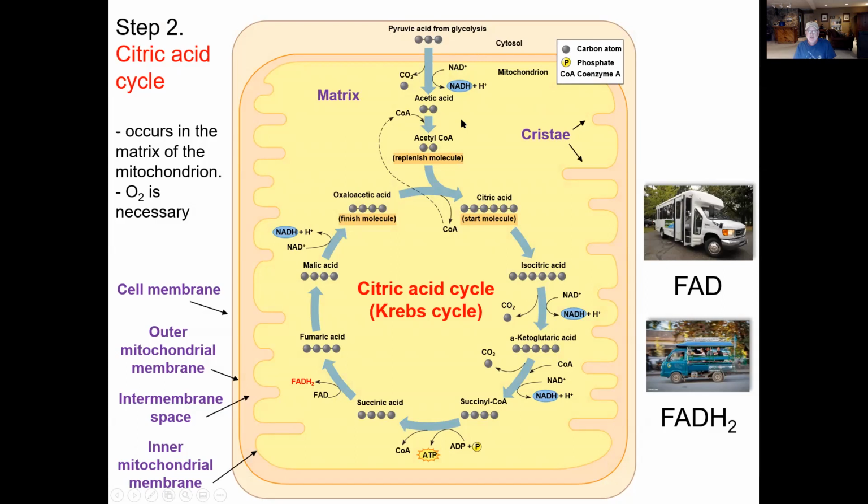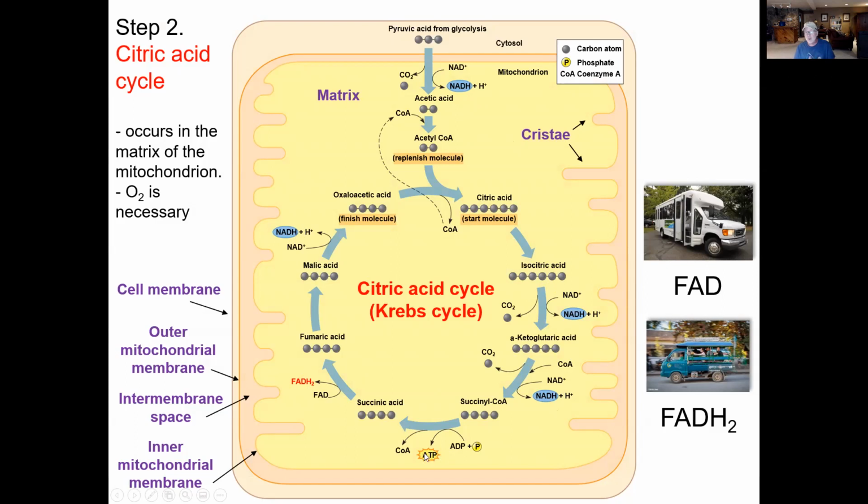So to summarize, for every pyruvic acid from glycolysis that enters the matrix of the mitochondrion, what will be made? Well, the cell will generate 1, 2, 3, 4 NADHs, big school buses loaded with electrons, 1 FADH2, smaller shuttle but full, and 1 ATP.